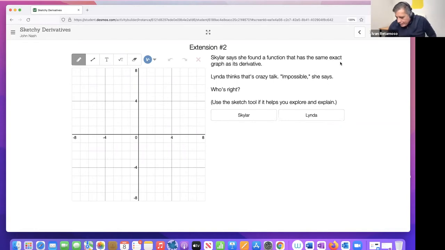I will give you a hint. Try to remember exponential functions, right? Remember when we looked at exponential functions, we found a function whose derivative was itself.